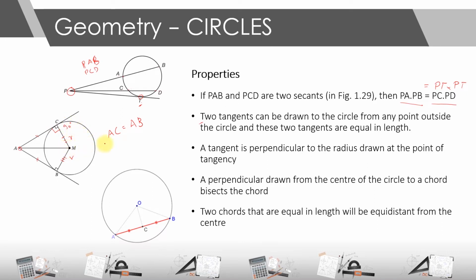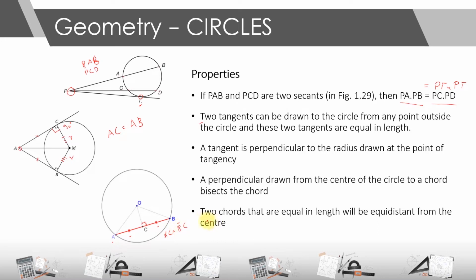Then a perpendicular drawn from the center of the circle to a chord. So if there is a chord AB, you draw a perpendicular on that chord from the center of the circle, it is going to bisect the chord, that is AC is equal to BC.